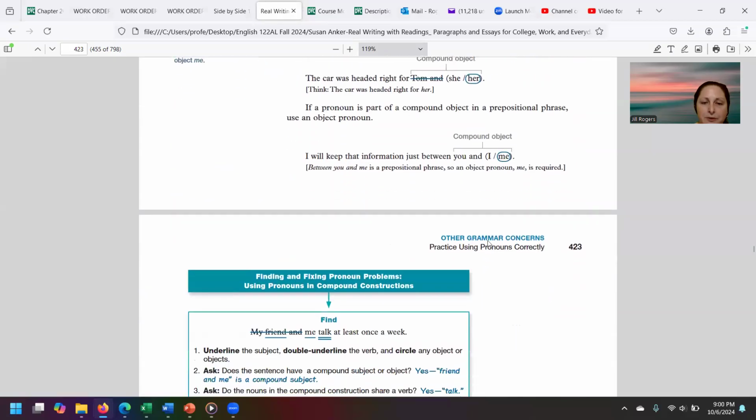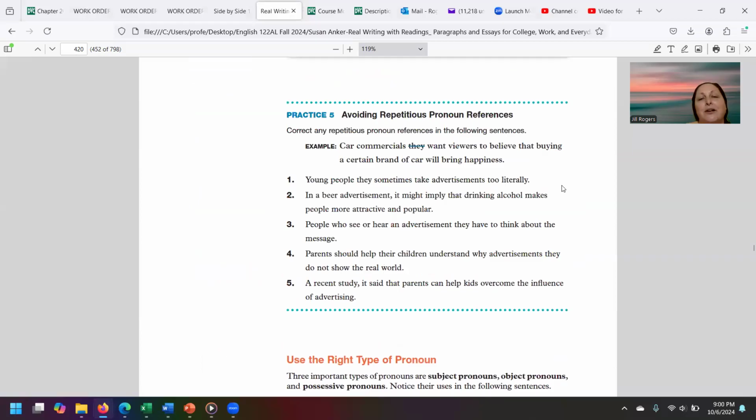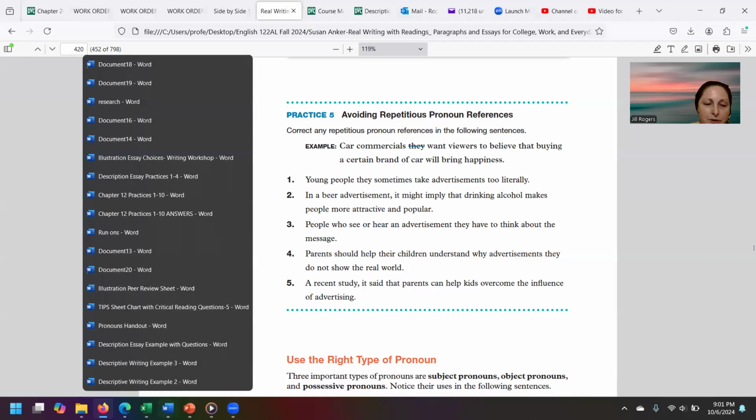Let's go to the example here. I might have gone too far. Yes, I did, sorry. Okay, so here's our example. I like the example in the book. It's a little bit neater than my example on the page, so let's go over that one first. Practice 5 is avoiding repetitious pronoun references. Please correct any repetitious references in the following sentences. Our example is here. Car commercials, they want viewers to believe that buying a certain brand of car will bring happiness. The problem is we already have a subject. Car commercials is the subject of want. We don't need an extra subject. Cross out they.